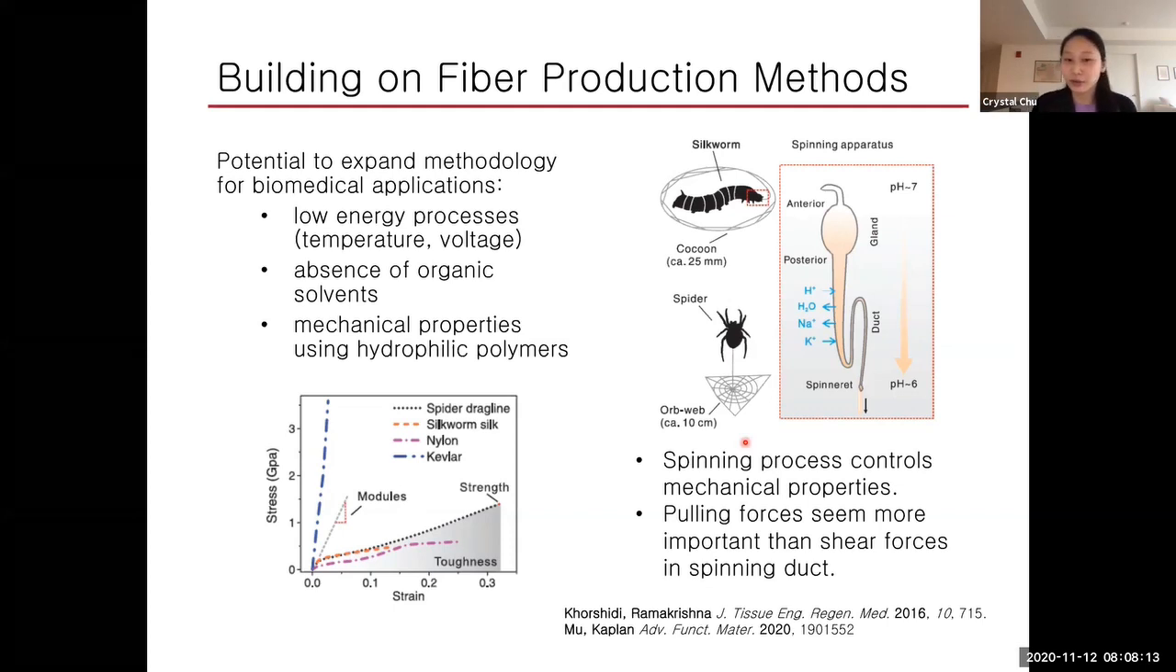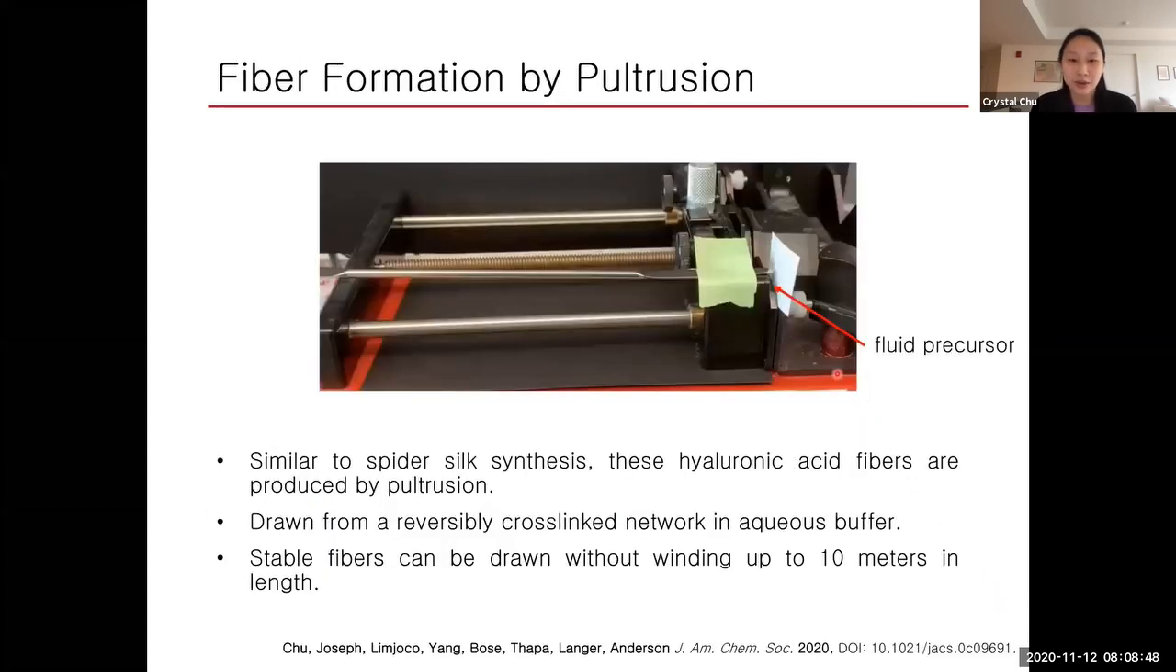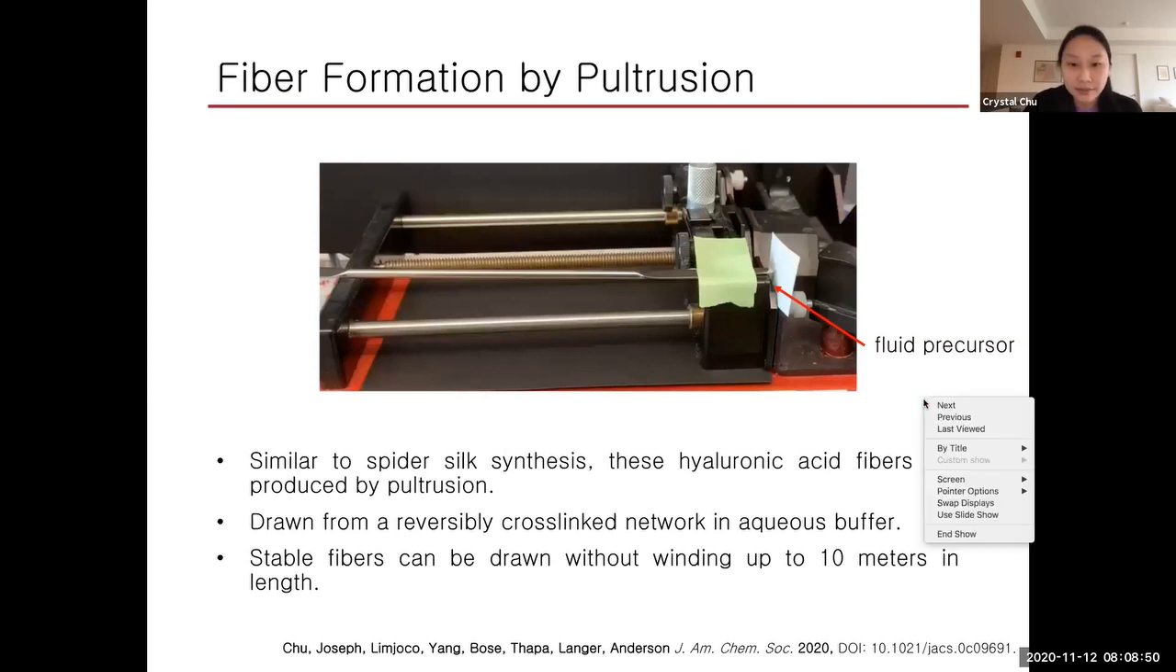studies of silkworm silks and spider silks have suggested that the pulling forces, so these forces that are exerted by the animal's body weight or the head of the silkworm, actually seem to be more important than the shear forces that we observe in the spinning duct. So that's really interesting. It would suggest that potentially developing a process that utilizes these forces would provide enhanced biomimetic properties. And so this is something that we have looked at.